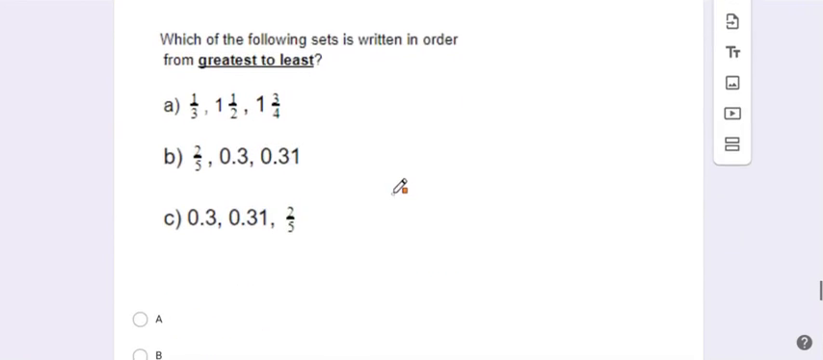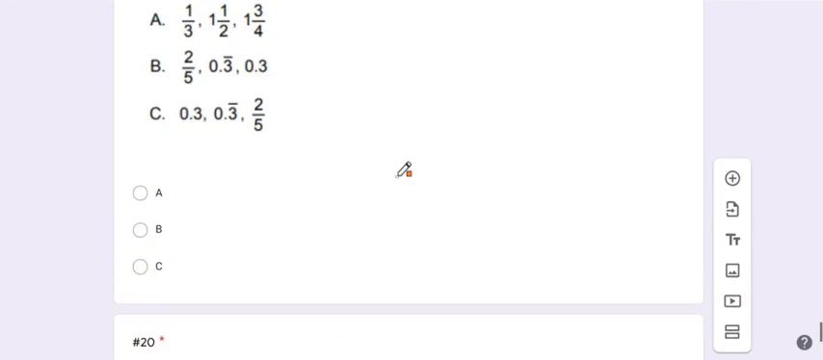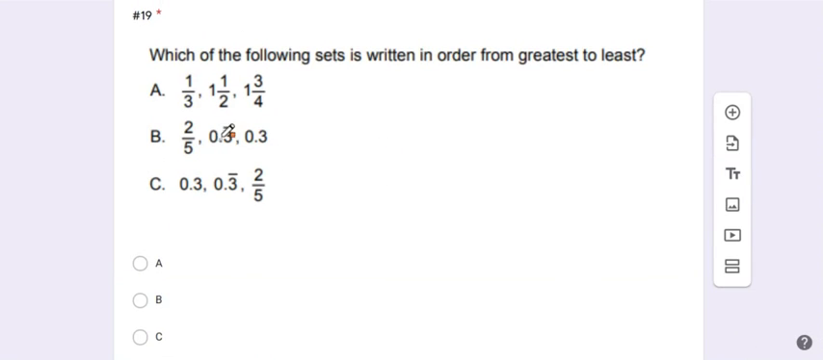You try 17 and 18 on your own, as well as 19. Remember in number 19, you see over the 0.3, there's that straight bar over the digit 3. That means that that 3 repeats for infinity. So it's like saying 0.333 on and on and on forever and ever. And so instead of writing all those threes, we simply put a repeating bar only over the digit that repeats.